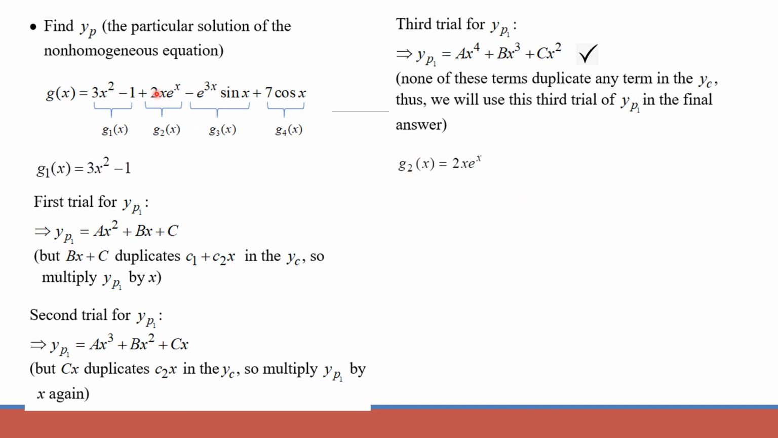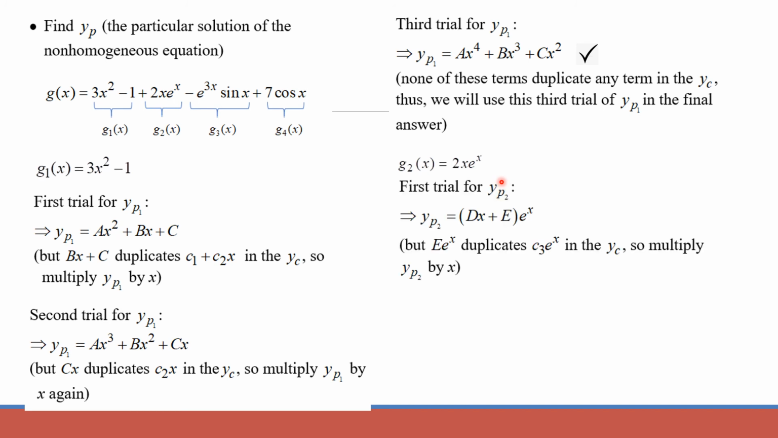G2 is 2x e to the power of x. So how do we write down the yp2 corresponding to the function G2? Notice that this is a linear function multiplied by an exponential function. So the form of the yp2 will be as follows. yp2 is a linear function.